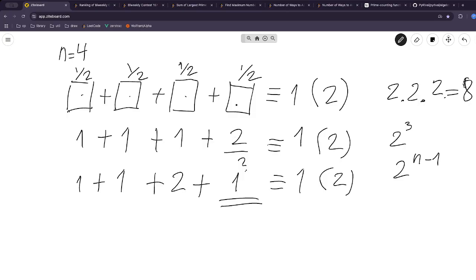So basically, once we have assigned all the numbers except the last one, if the sum is odd, then we're forced to put a 2. If the sum is even, then we're forced to put a 1, right? So it's the same idea for any n. And so that means that we need to calculate 2 to the n minus 1.